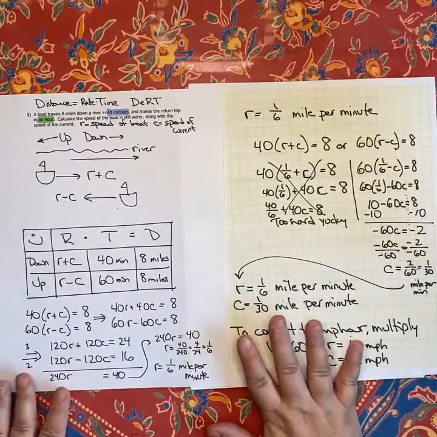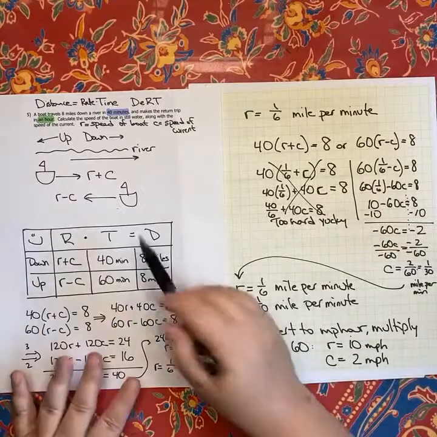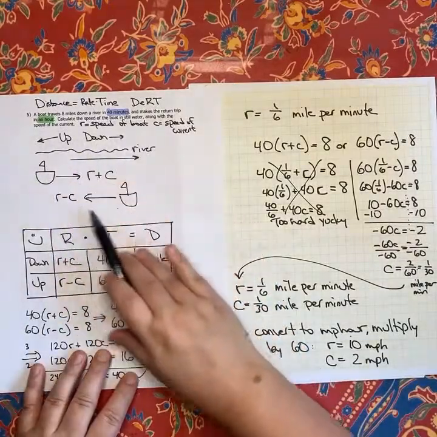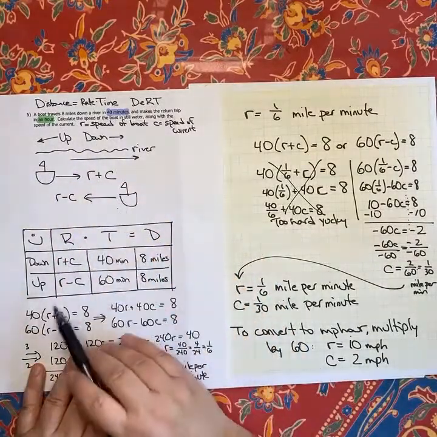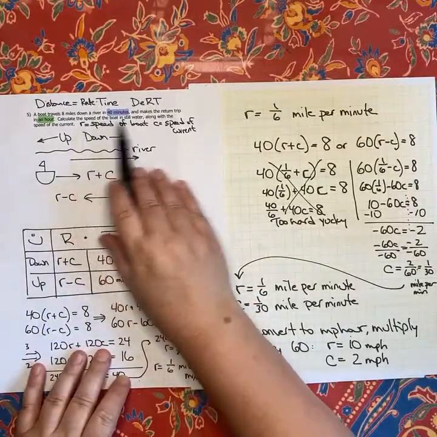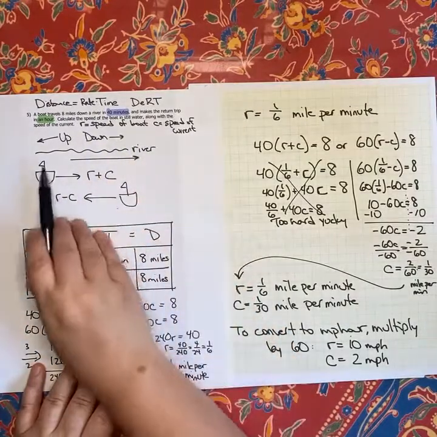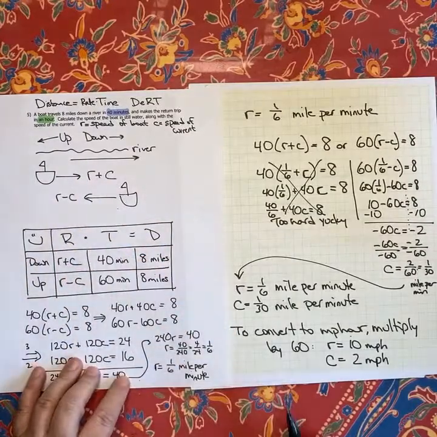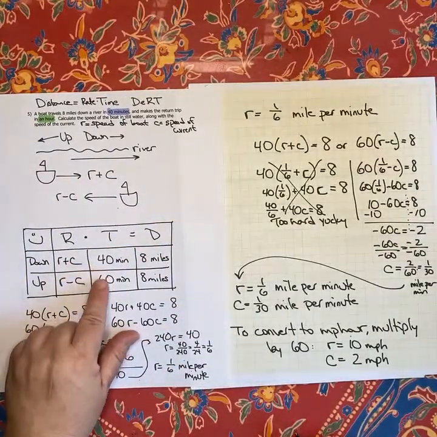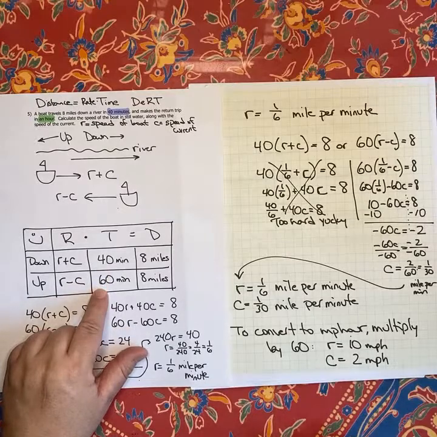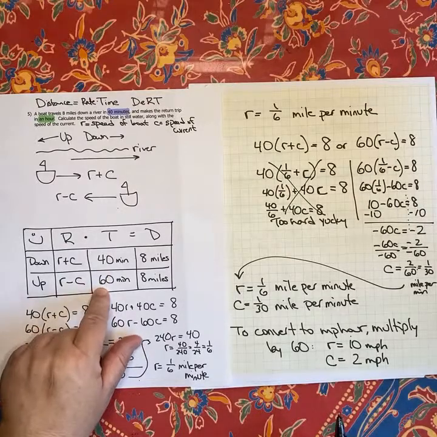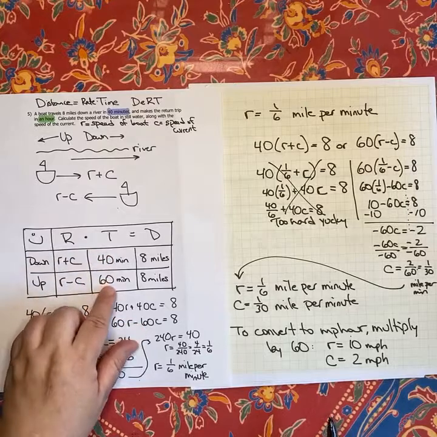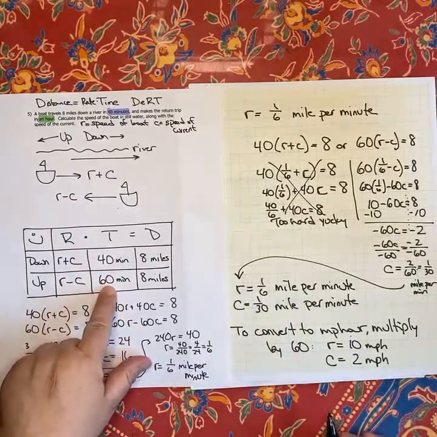So let's just quickly walk through this. I did the same drawing of up and down, and I had R and C. If the speed of the boat is R and the speed of the current is C, then down the river is R plus C, and up the river is R minus C. Look at the difference that I chose here. Instead of choosing hours, I went ahead with minutes to show you what that would look like.